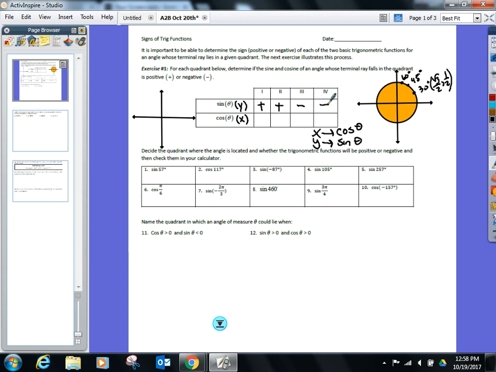Now let's do the same thing for cosine, but now we're looking at what the x coordinate does. So we're in the first quadrant, and I know the x coordinates are positive. When I'm in the second quadrant, though, it changes to being negative, the x coordinates. And then in quadrant 3, it still remains negative. And then when I move to quadrant 4, my x values go back to being positive. So this is where sine and cosine are positive and negative in every quadrant.